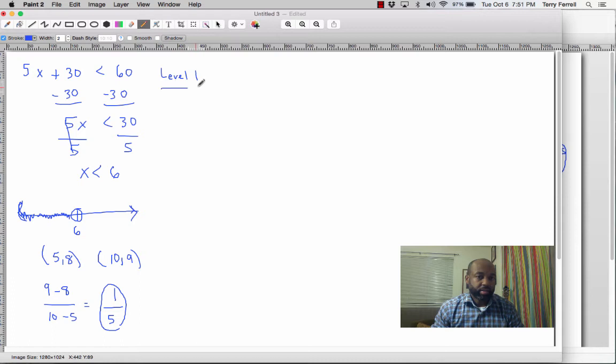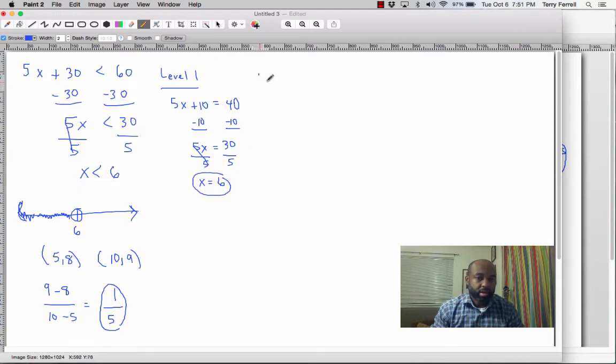Level 1 example, we'll go over the first one. 5x plus 10 equals 40. Solve for x. Subtract 10 on both sides. So now you got 5x equals 30. Divide by 5. X is equal to 6. Done.